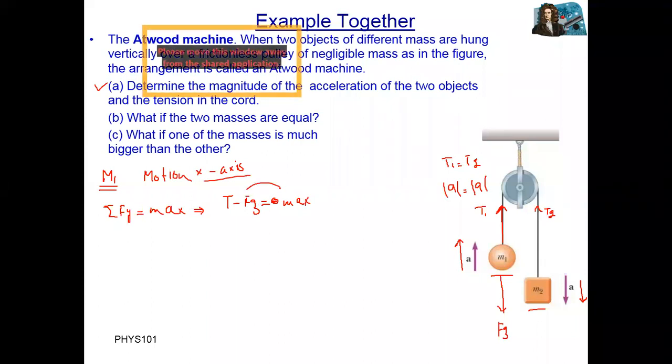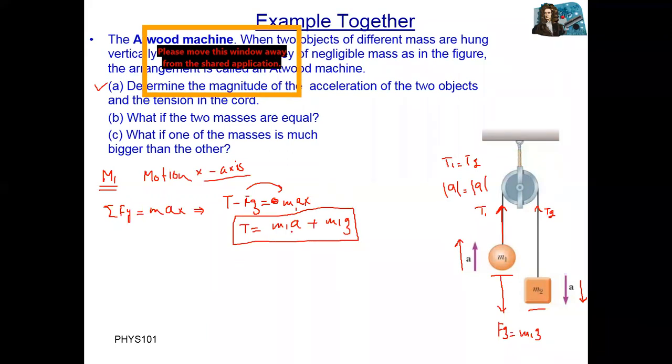If you transfer Fg to the other side, we can write the tension in this string equal to m1a plus Fg. We know that Fg is equal to mg, and in this case we have mass number one, so we write m1g. So tension in string number one is T = m1a + m1g. If we know mass one and the acceleration, we can find the tension.